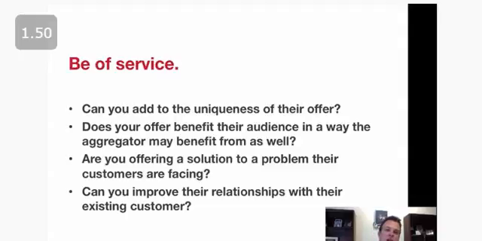So think through: is there a way that you can add some sort of uniqueness to their offer? Is there a way that you can offer a benefit to their audience in a way that will also make them look good? Because if you can do that, then you're solving a big problem for them. Is there something that you're doing that can improve their relationship with their existing customers? Anything that you can think of like this. Again, being of service, solving their problems, and having that mindset: how can I be of service to this community first? If you are of service to them first and you add value, you are going to get value back. I truly believe that. The laws of reciprocation work. It's worked for me over time. It will work for you. Figure out a way that you can create those relationships and be of service to them.